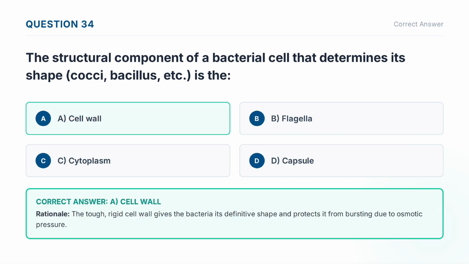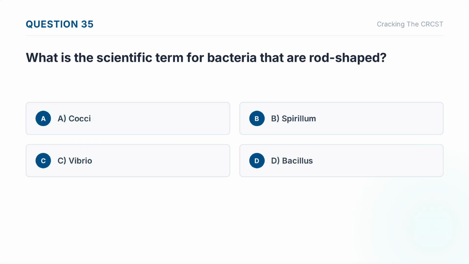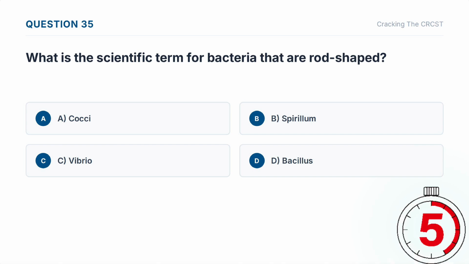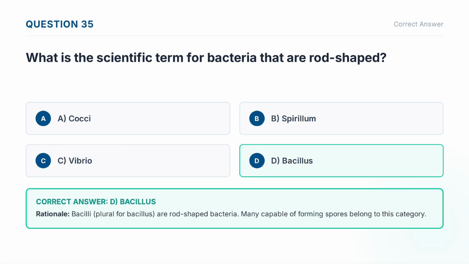Correct answer, A. Cell wall. Rationale: The tough, rigid cell wall gives the bacteria its definitive shape. Question 35. What is the scientific term for bacteria that are rod-shaped? A. Cocci, B. Spirillum, C. Vibrio, D. Bacillus. Correct answer, D. Bacillus. Rationale: Bacilli, plural for bacillus, are rod-shaped bacteria. Many capable of forming spores belong to this category.